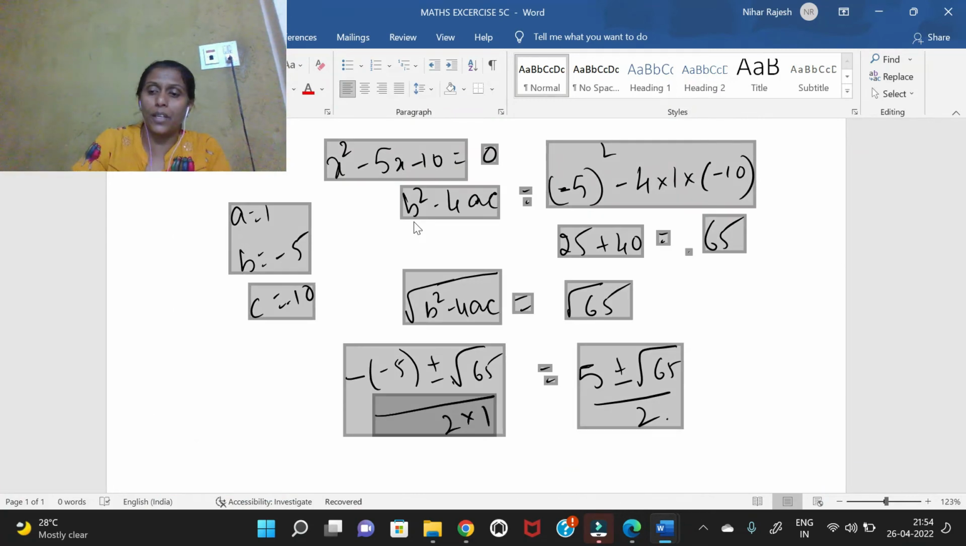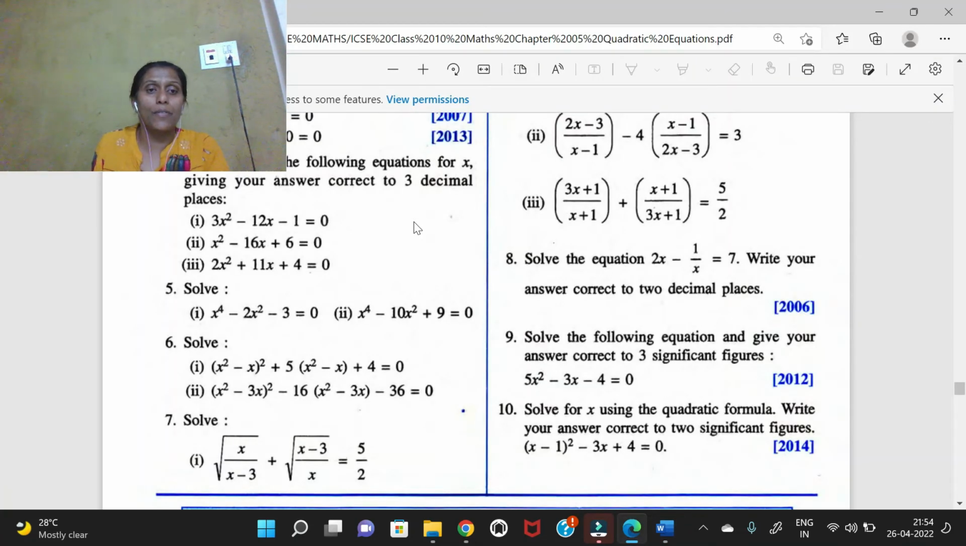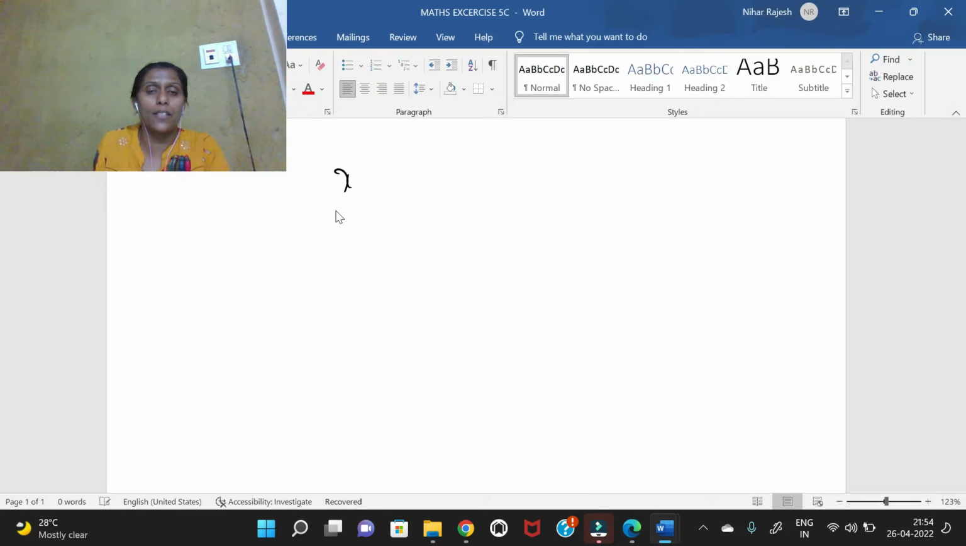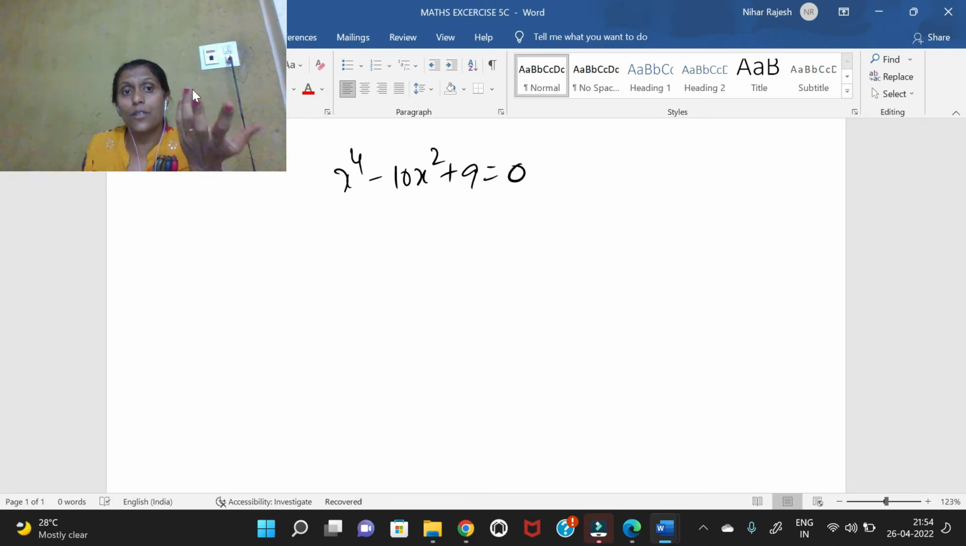I'm rubbing the board here, just deleting everything. So the fifth one: solve x to the power 4 minus 10x square plus 9 is equal to 0. This is an equation. See, x is to the power 4 and then x square. Is it a quadratic equation to solve? No, it's not a quadratic equation. But what should I do?